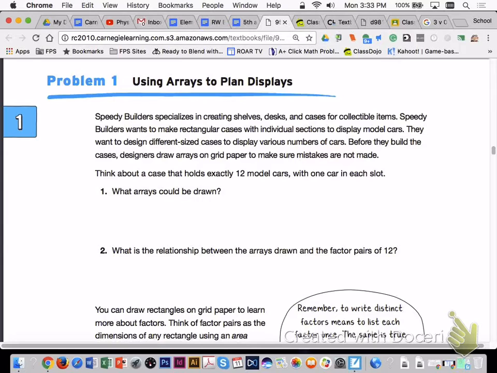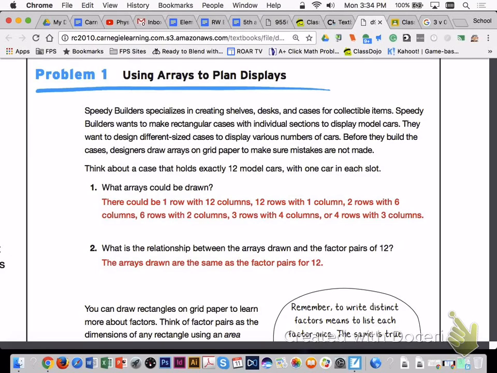Think about a case that holds exactly 12 model cars, with one car in each slot. Please answer number 1 and number 2 with your group. For number 1, the arrays that could be drawn would be 1 by 12, 12 by 1, a 2 by 6, a 6 by 2, a 3 by 4, or a 4 by 3. And for number 2, the arrays drawn are the same as the factor pairs for 12.